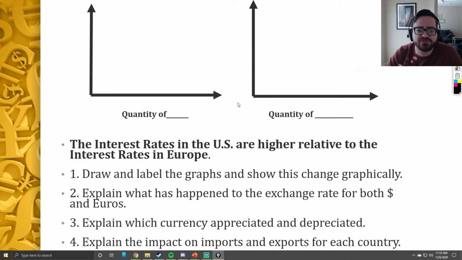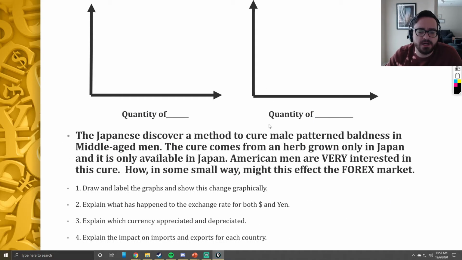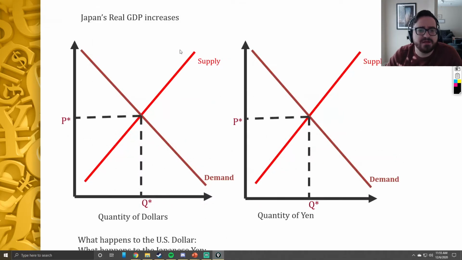Interest rates, already did that one. Japan, I've already done the demand thing. This is a good one. Japan's real GDP increases. Pause. Think about what that means for this graph. This one I'm actually going to fully explain, not just quickly do it. I'll do it at medium speed. Unpause. Japan's real GDP increases.